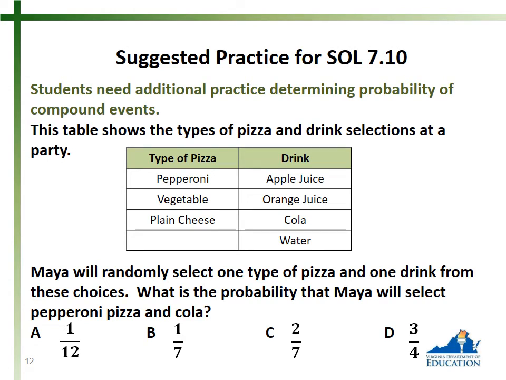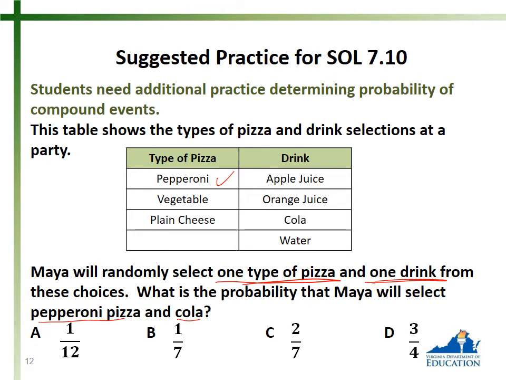So this table shows types of pizza and drink selections at a party here. And so types of pizza are pepperoni, which is my favorite, vegetable, which is gross, and plain cheese, which is okay. You have drink options: apple juice, orange juice, cola, and water. So our friend Maya will randomly select one type of pizza and one drink from these choices. So what's the probability that she's going to select pepperoni pizza and cola?